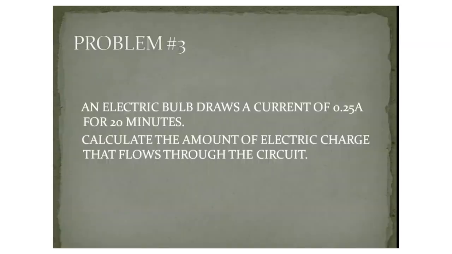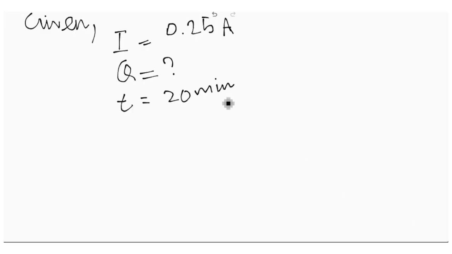Now since you know all about electric current, we will try to solve a numerical on electric current. An electric bulb draws a current of 0.25 ampere for 20 minutes. Calculate the amount of electric charge that flows through the circuit. Okay, now in this problem, what are the given terms? We have been given the current. Current I is 0.25 ampere. Charge Q, we have to find out, and the duration for which the current flows is 20 minutes.